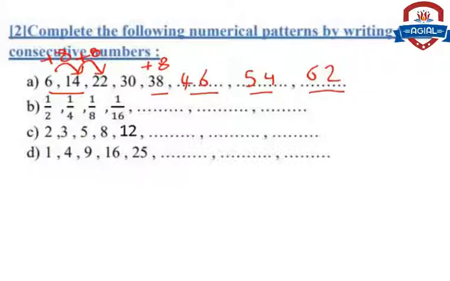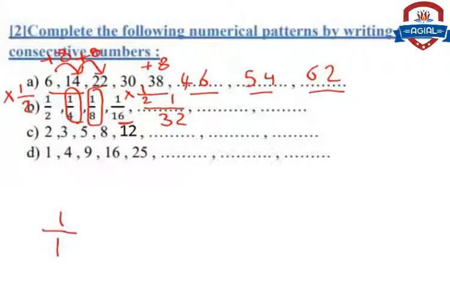We have 1 over 2, then we have 1 over 4. If we multiply 1 over 2 times 1 over 2 equals 1 over 4. And if we multiply 1 over 4 times 1 over 2 equals 1 over 8. So the particular rule here is to multiply the number by 1 over 2. So we should multiply 1 over 16 times 1 over 2 equals 1 over 32.